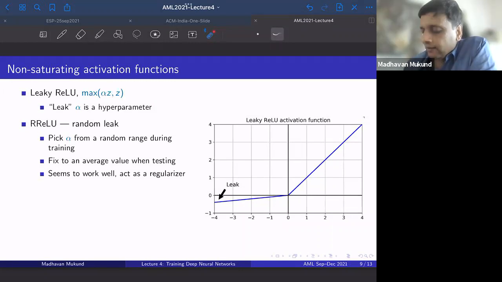So many of these things are, as I said, empirical. So I cannot justify to you why it should work as a regularizer. Okay? So it does work as a regularizer, but why is a different matter.